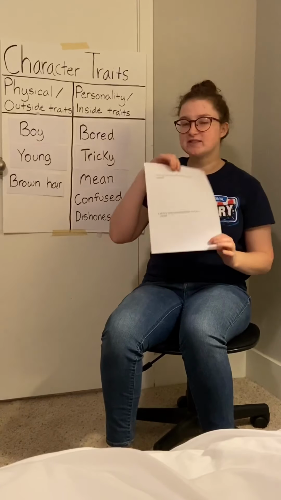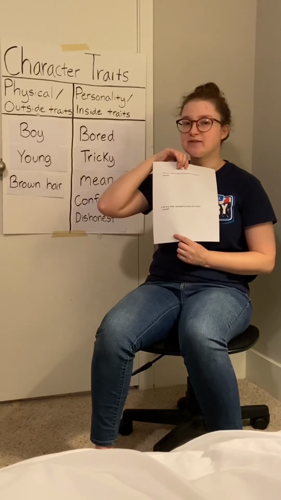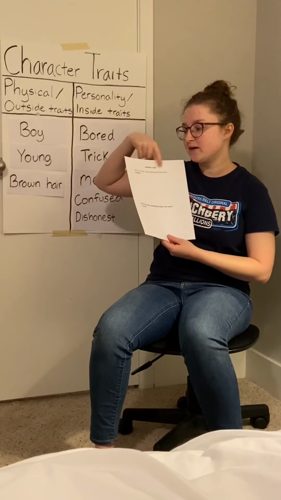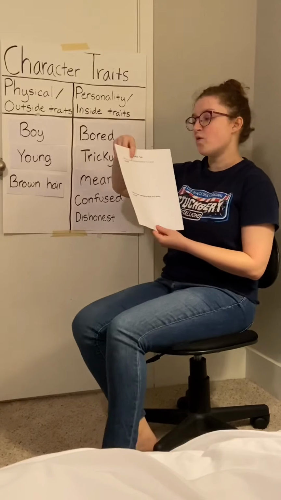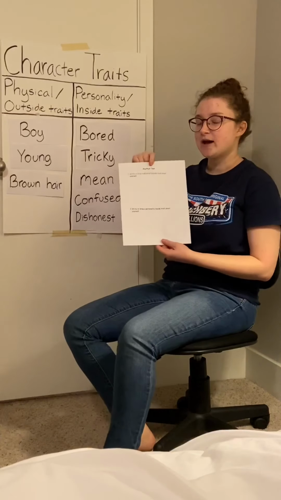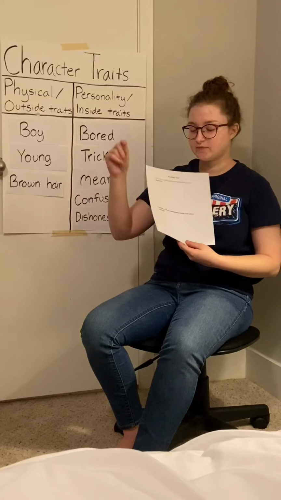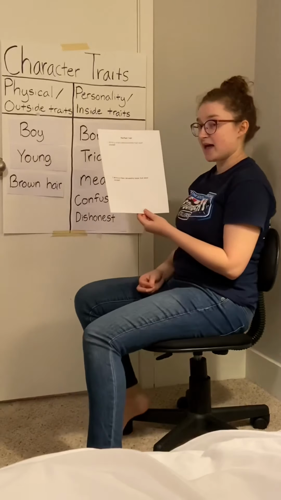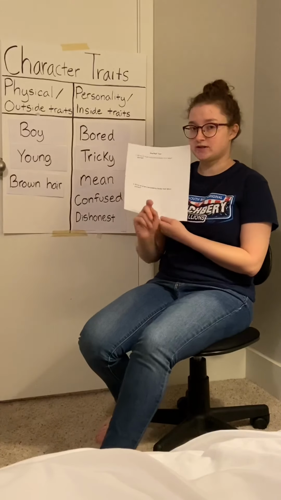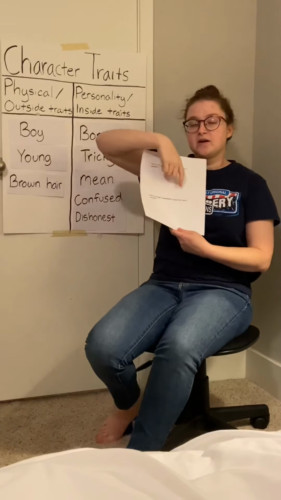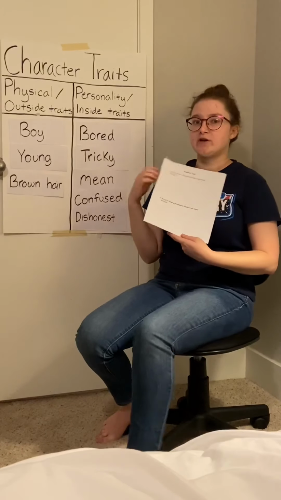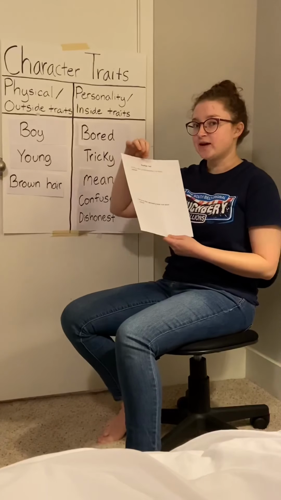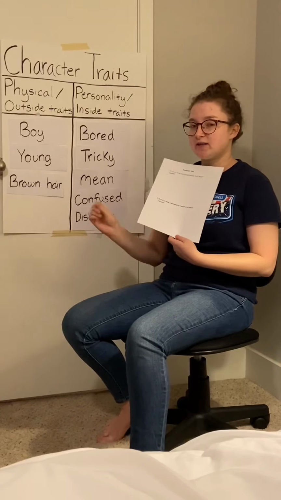Now you're gonna work on this exit ticket independently by yourself. So what you're gonna do for the first part of the exit ticket up here is you're either gonna write or draw a physical outside trait about yourself. For the second part of our exit ticket, you're gonna write or draw a personality or inside trait about yourself. So when you draw your picture, I want you to make sure that it's colored and detailed. If you're writing the trait, I want to make sure that I can read it, that it's not sloppy.